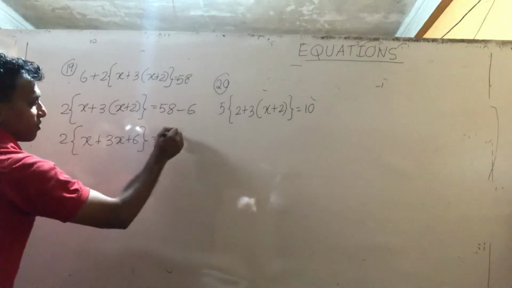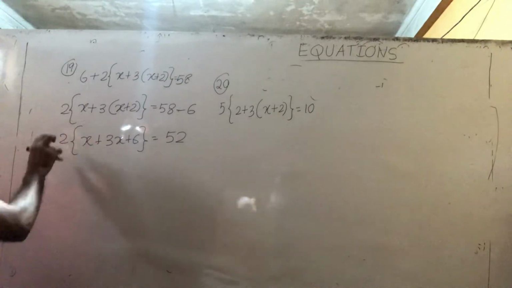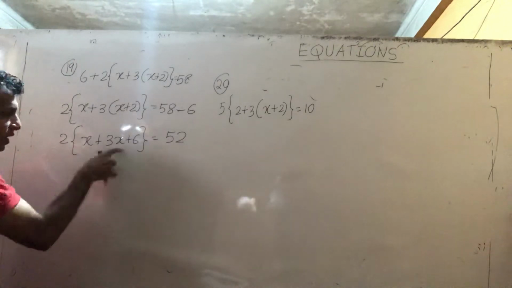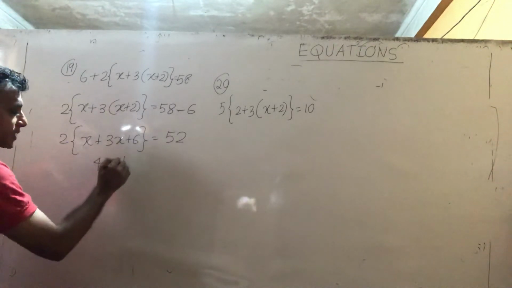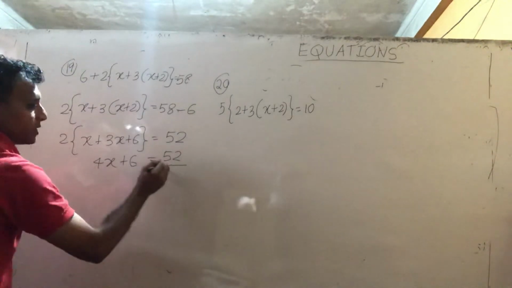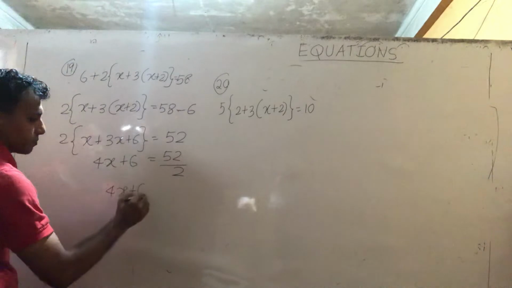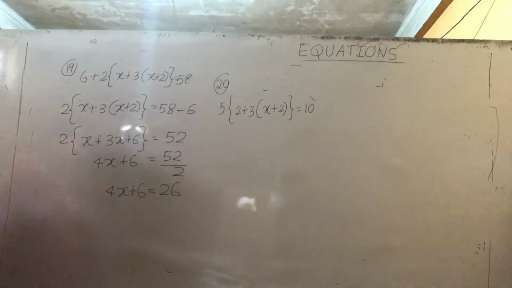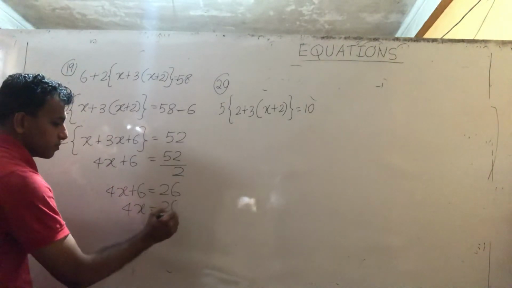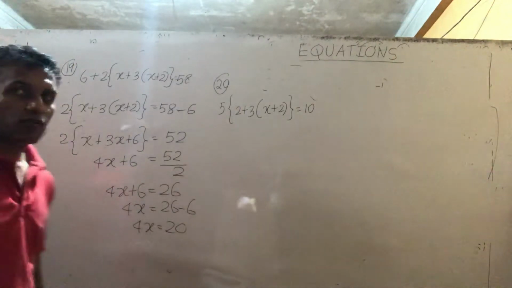Here, what? 52. Now, one problem here, I made this type. Better you take this 2 to that side. Everything multiplied by 2, take that side. Inside 1x, 3x, 4x plus 6. 52 is multiplied to that side, divide by 2. So 4x plus 6 equals 26. Take the plus 6 to the other side and continue. 4x equals 20. Therefore x is 5.